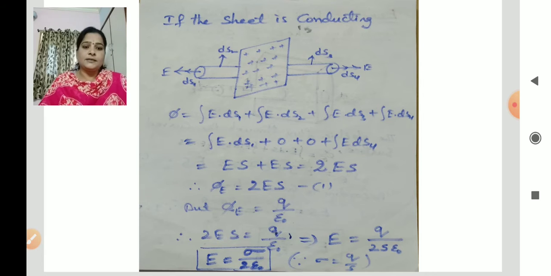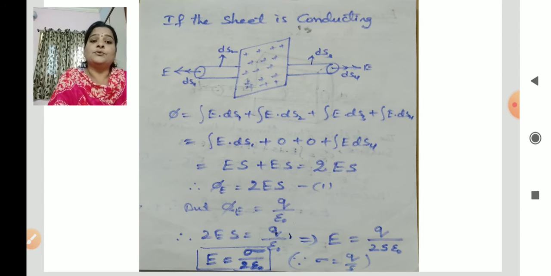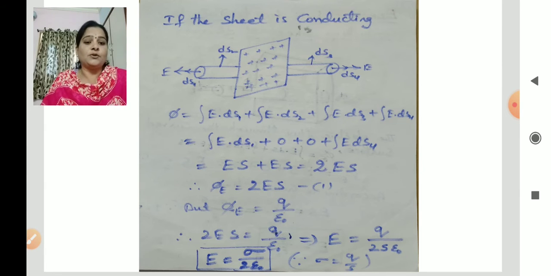So the total electric flux through the Gaussian surface is phi E equal to 2ES, and we also know that according to Gauss law it is 1 by epsilon naught times Q. So it is Q by epsilon naught. So the total electric flux 2ES is equal to Q by epsilon naught, and E is equal to Q by 2S epsilon naught, and Q by S we know is equal to sigma. So sigma is the surface charge density, therefore the electric field intensity is equal to sigma by 2 epsilon naught.